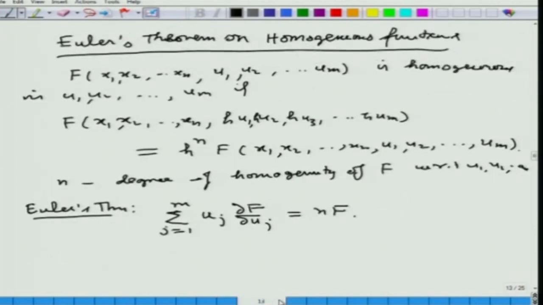Then we considered the function of several variables, where the function f has n variables x1, x2, xn and u1, u2, um, and it is homogeneous of degree n in u1, u2, um, if this condition is satisfied. When you replace the variables u1, u2, um by hu1, hu2, hum, then h to the power n comes out, and it is multiplied by f of x1, x2, xn and u1, u2, um. This n is called the degree of homogeneity, and Euler's theorem states that the summation over j equal to 1 to m of uj del f over del uj is n times f.